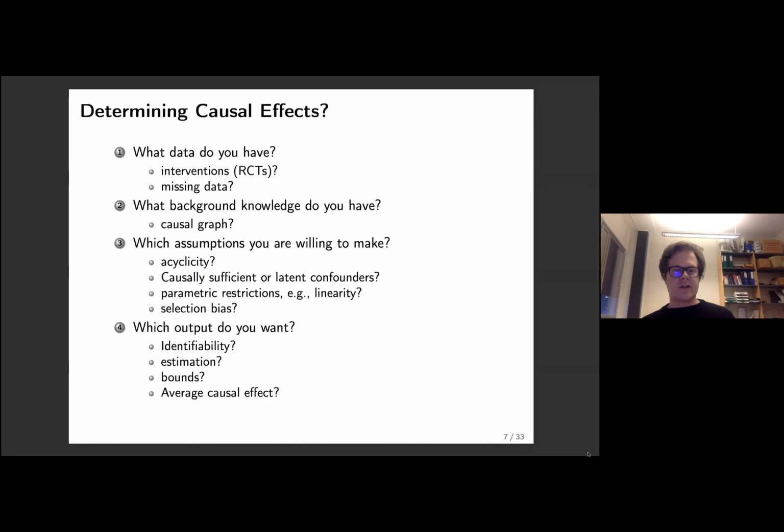On the fourth dimension, the question is what output do you really want? Do you want to decide whether the effect is identifiable? Maybe you want to estimate it as well as you can. Maybe you want bounds, or maybe you want to estimate some derived quantity of the do probability, such as the average causal effect.